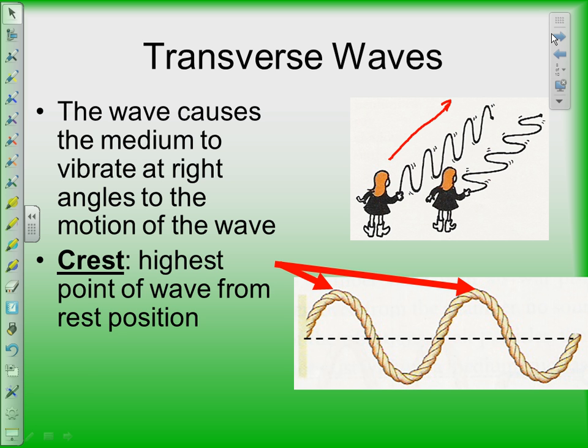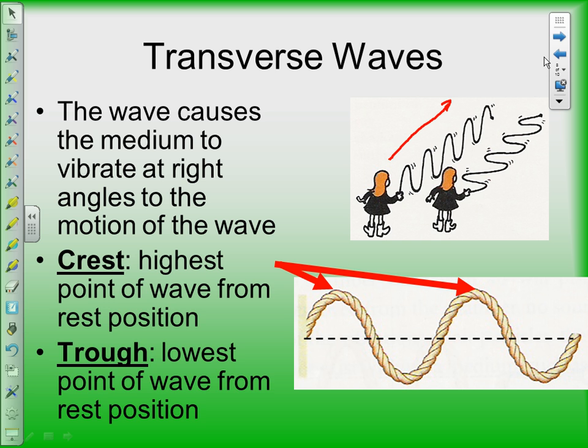The rest position is where the jump rope would be before any disturbance was created in it. That's represented by that black dashed line. That's where the jump rope would be before any wave was traveling through it. The crest is the highest point. And then on the other side, you have the trough. The trough is the lowest point. Two troughs in that picture.